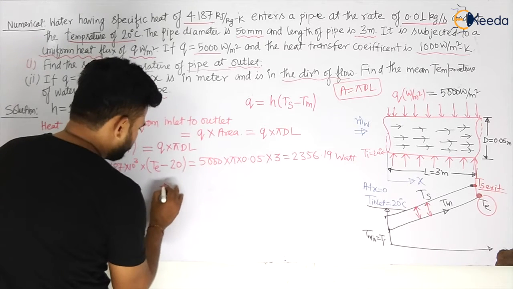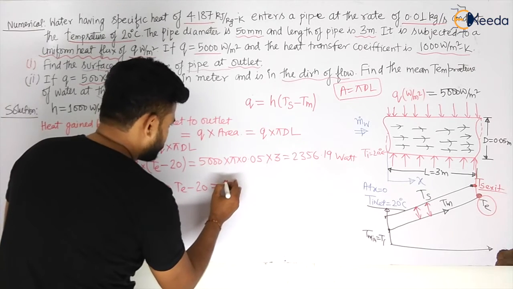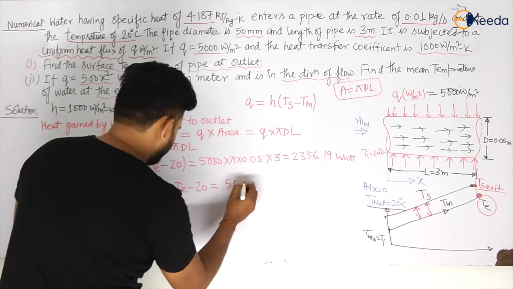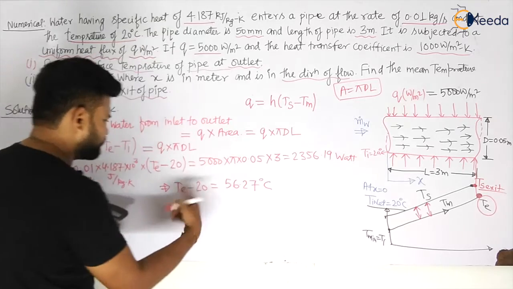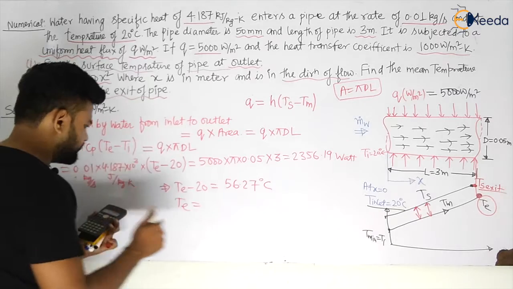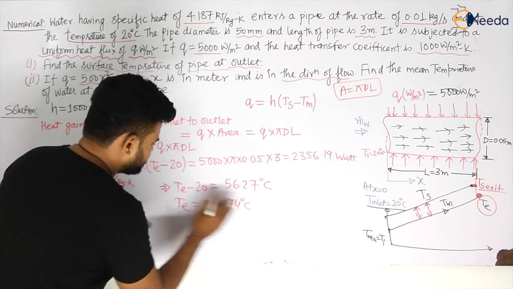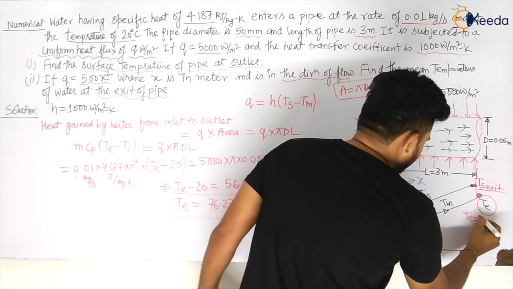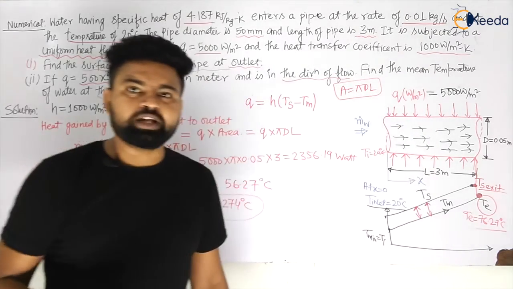So I will have Te minus 20 is equal to 56.27. Okay, now if I take 20 this side, degree Celsius, and Te this side, I will have the value of Te, and this will become plus 20, that will be 76.274 degree Celsius, my dear students. So the exit temperature will be 76.27 degrees Celsius.